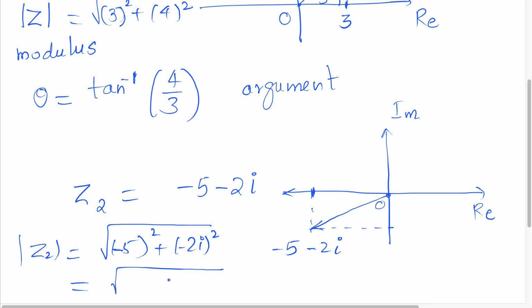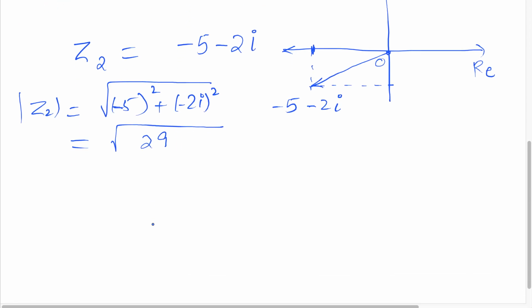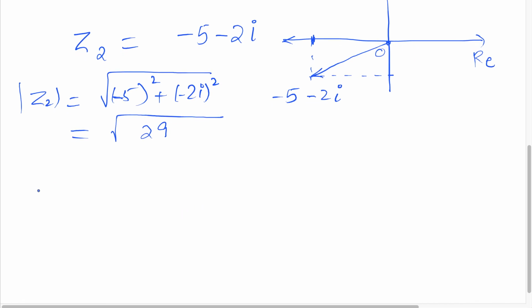So 25 plus 4 square root of 29. Even if I had a number 5 plus 2i, the modulus would have been the same. So it only depends on the magnitude of the real part and the magnitude of the imaginary part which is impacting the modulus. What about the argument here?